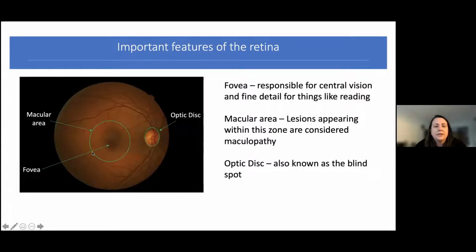The area around it here, this is called the macular area. This is basically one optic disc diameter all the way around. And this is an important area when we start talking about maculopathy. So that's why I'm pointing that out. And then these are the arcades. You've got your blood vessels, your arteries and your veins. And these are the main arcades in the eye.